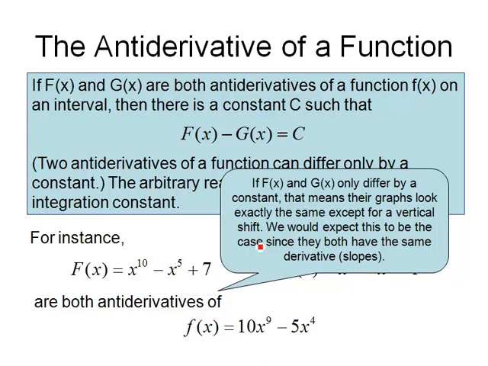So if F of x and G of x only differ by a constant, this means if we looked at their graphs, they'd look exactly the same except for a vertical shift. We'd expect this to be the case since they both have the exact same slopes. So by shifting functions up and down, we don't change the slopes, and that means our functions differ by a constant.